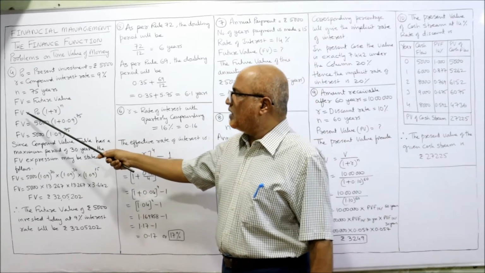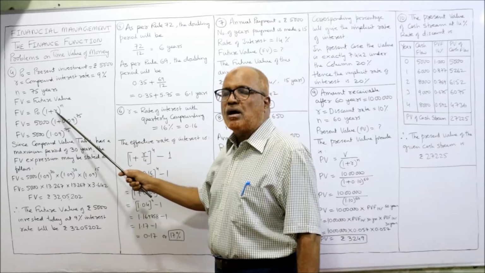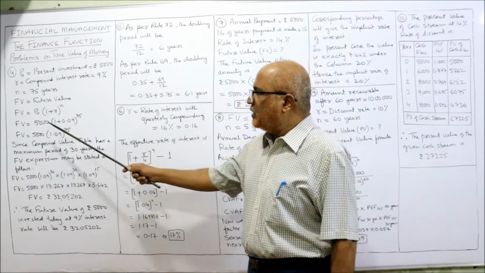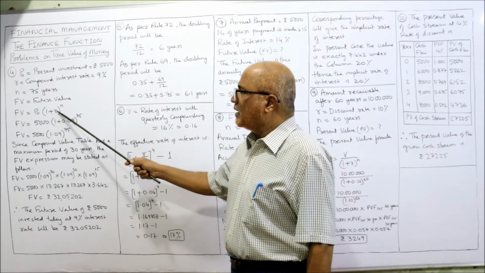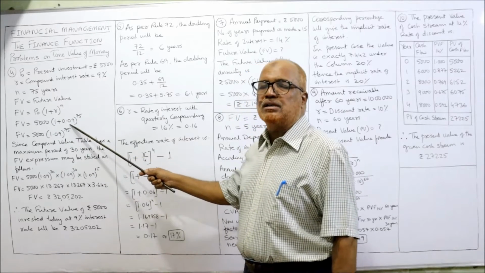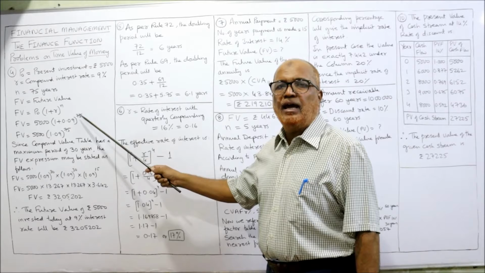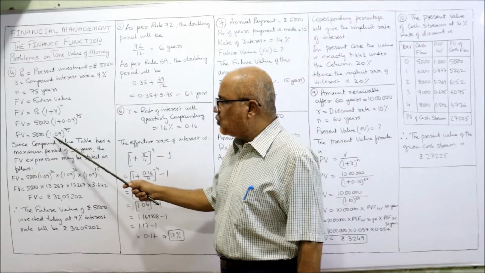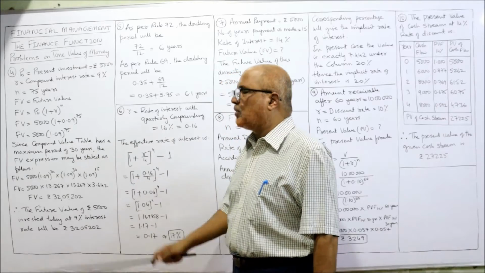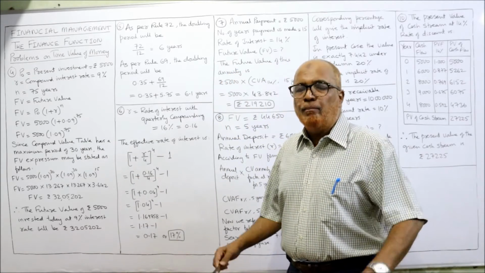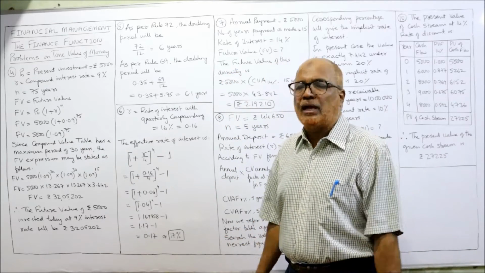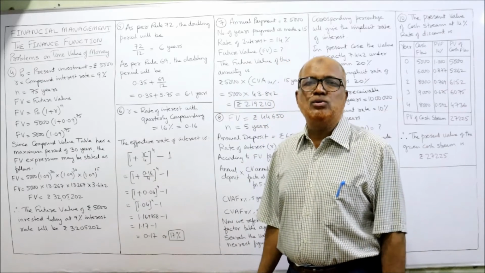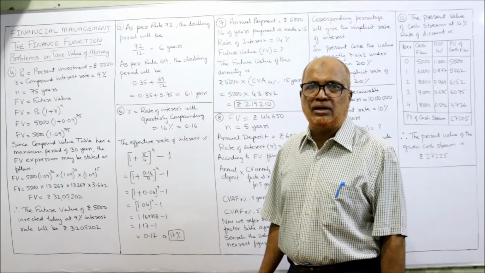The formula for future value is P0 into 1 plus r to the power of n. P0, present value, is 5,000. And r, rate of interest is 9%, 0.09. And n, number of years, 75. So it will become 5,000 into 1.09 to the power of 75. But manually on calculator, it will be difficult to calculate 1.09 to the power of 75. So we can make use of the compound value table.